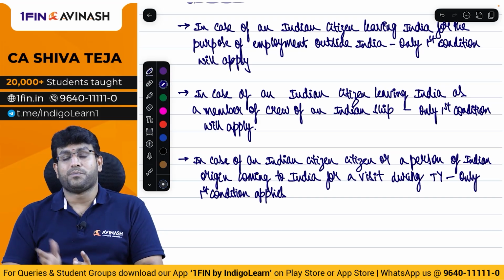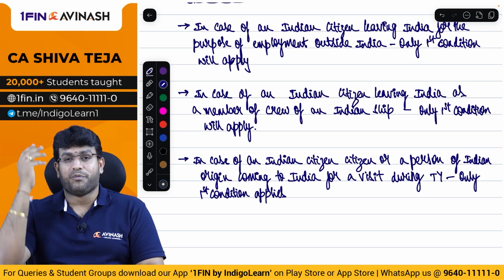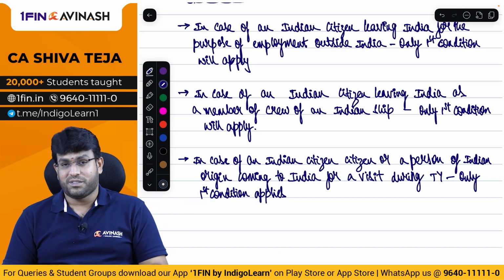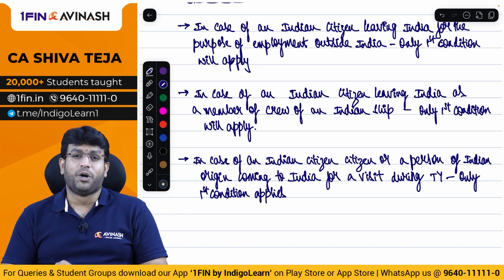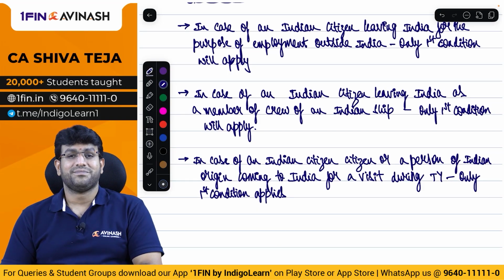So in the first two cases, the person is going. First case, going for employment; second case, going as a member of crew; third case, coming to India for a visit during the tax year. But in the three cases, one common point is that in all three, you have the word Indian citizen. And the question only will tell you whether a person is an Indian citizen or not.